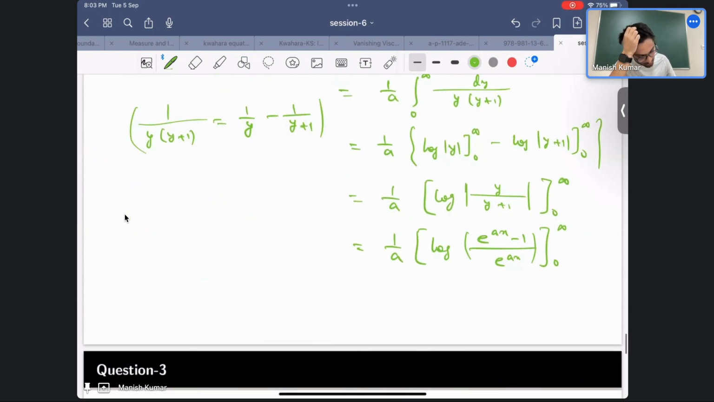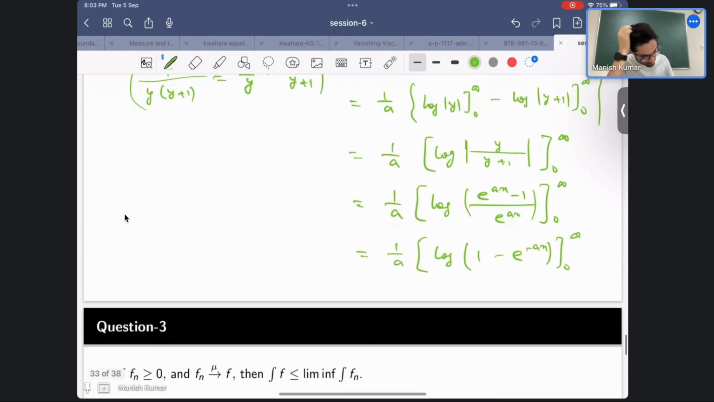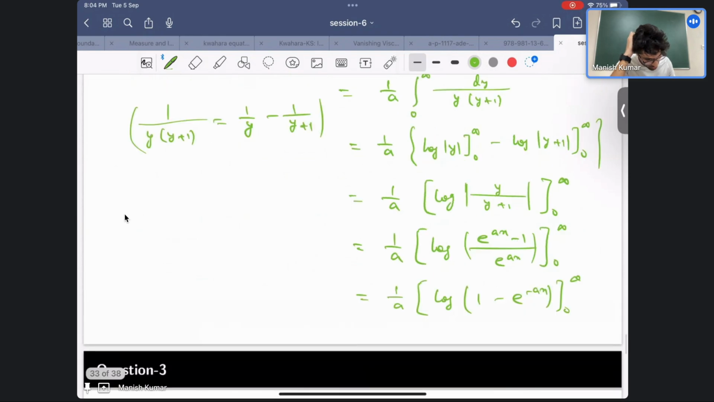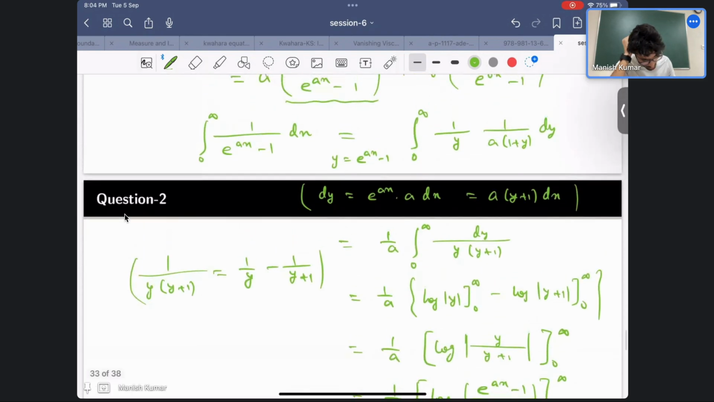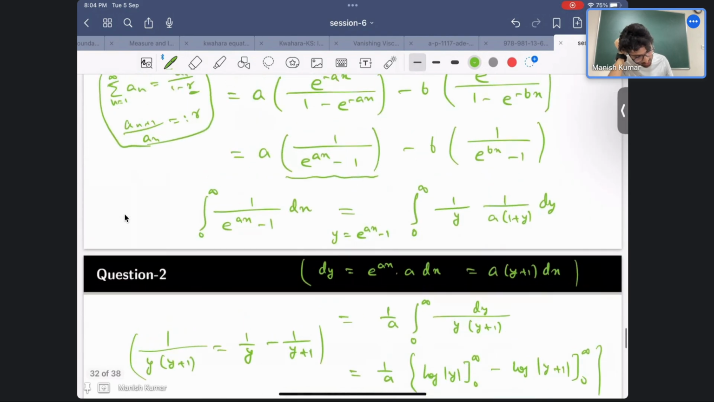1 by a, then what else? Okay, so now maybe you can break this. So 1 minus e^(-ax), 0 to infinity. I hope I am doing everything correct. Oh, okay, so far we have considered just one integral, right? So let me combine both the integrals.